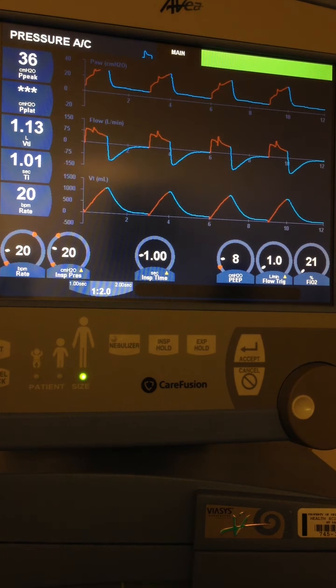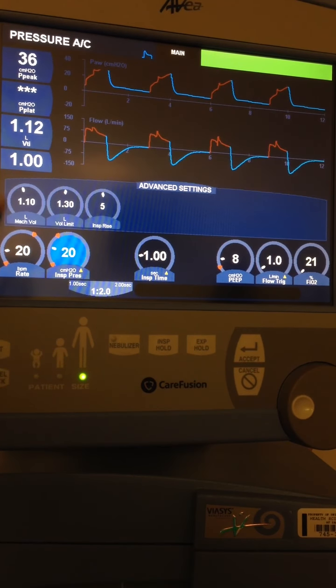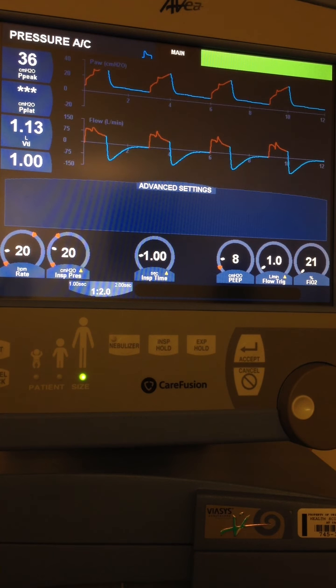So, anytime we transition into using machine volume, whatever we set it at, the inspiratory time stays the same, the peak pressure will increase to accommodate that machine volume, and the flow will change to allow for that volume we have set.